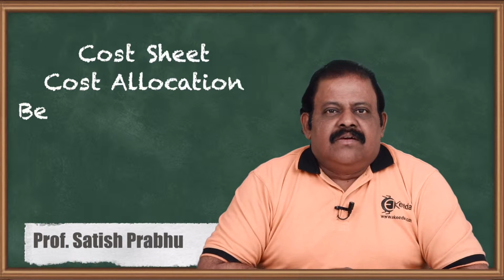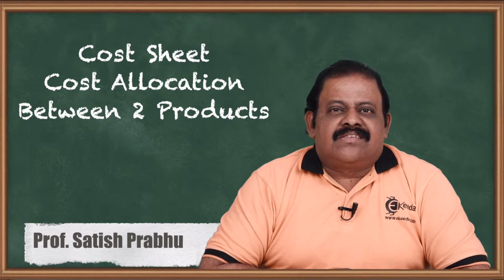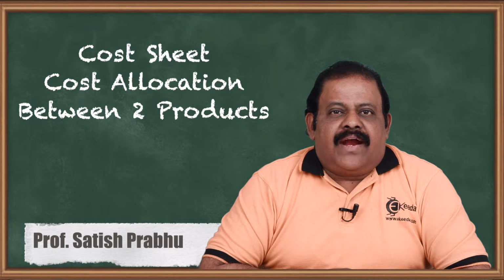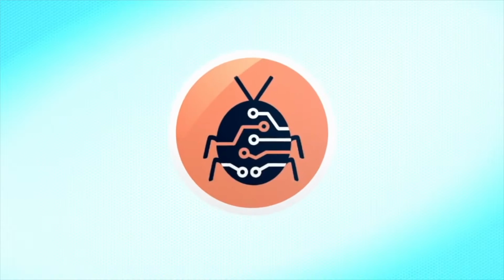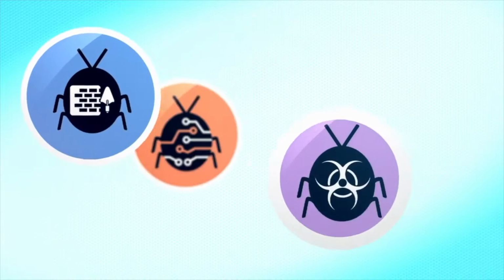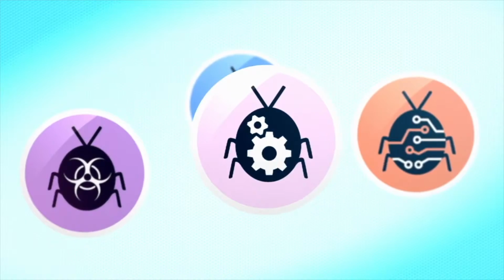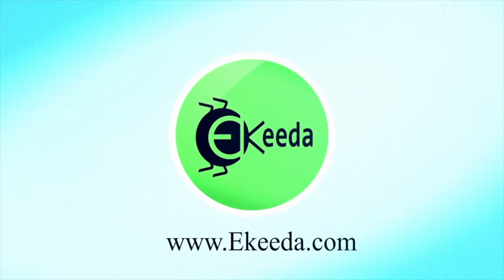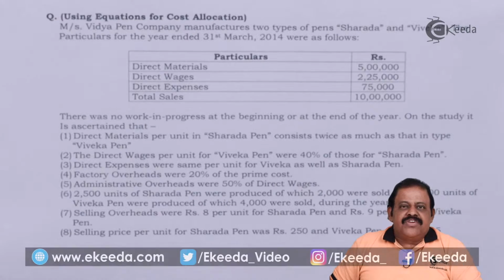Hello friends, today we'll discuss one cost sheet sum where two products are involved and we are required to allocate common expenses. Let us read the question.